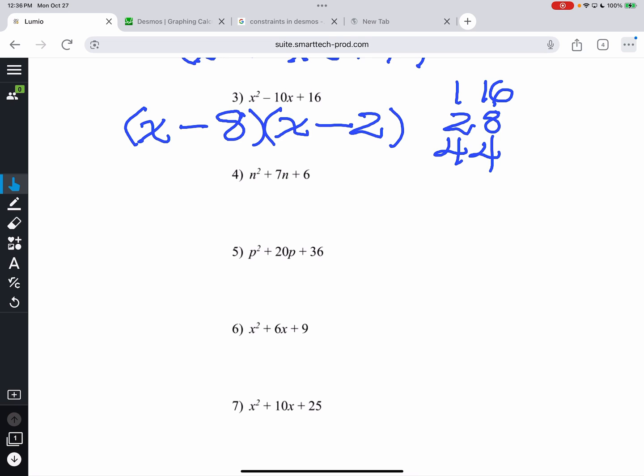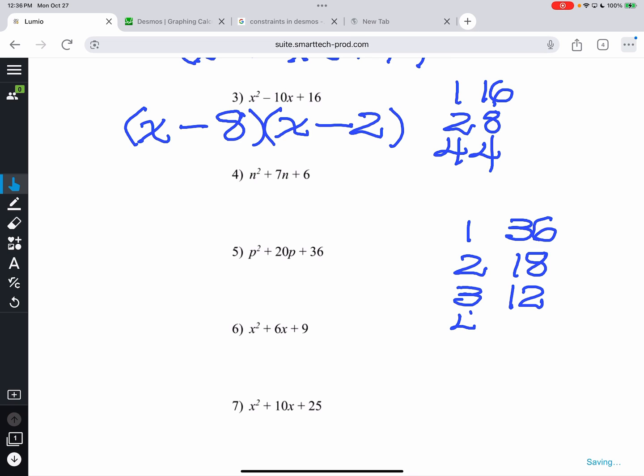Oh, help me super quick. List the factors of 36. So 1 and 36, let's list them in order. Will 2 go? Yeah. 2 and what? 18. Will 3 go? Yes. 3 and what? 12. 4? Yes. 4 and 9.